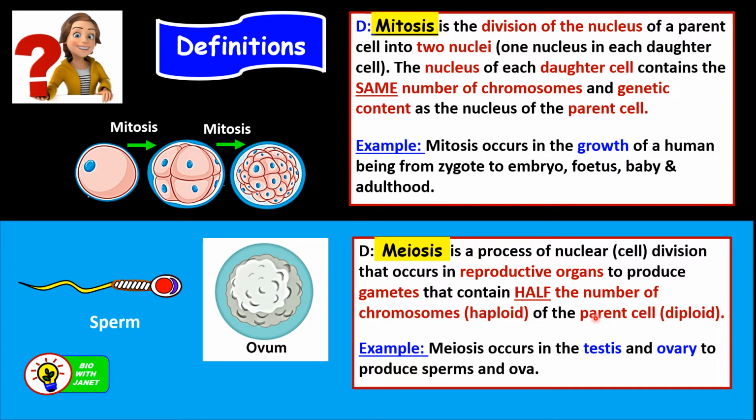So this is very important that we state that the gametes or the daughter cells formed in meiosis have only half the number of chromosomes compared to the parent cell. For humans, it will be 23 chromosomes in the gametes as compared to the 46 chromosomes in the parent cell. Okay, parent cell will have 46 chromosomes, gametes will have 23 chromosomes. Now, an example of meiosis. It occurs in the testes and ovary, that means the reproductive organs, to produce the sperm and the ovum or ova. To produce sperms and ova. Ova is the plural form of ovum.